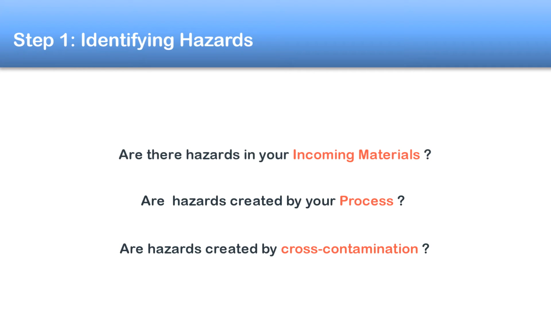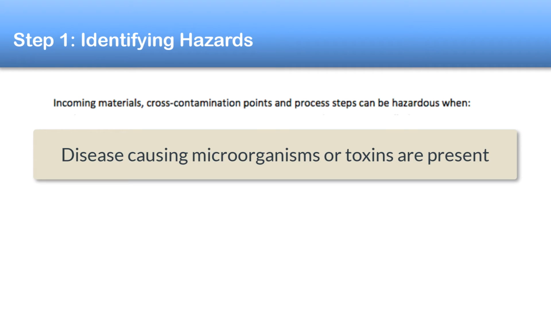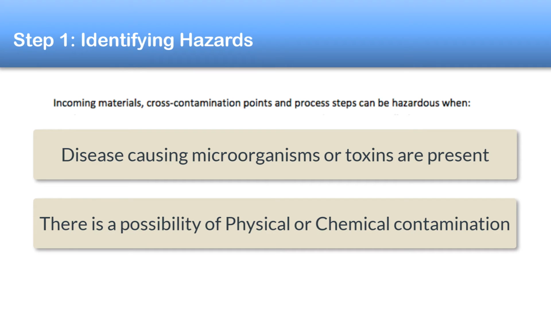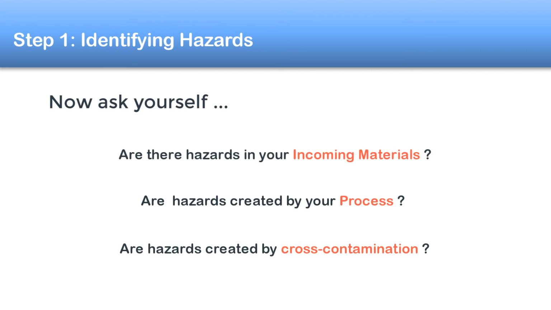Incoming materials, process steps, and cross-contamination points can create hazards when disease-causing microorganisms or toxins are present in the finished product due to contaminated raw materials or uncontrolled process steps or cross-contamination, or when there's a possibility of physical or chemical contamination. For each step in your process flow, consider what can go wrong with the incoming materials, process steps, and cross-contamination points. Then think about what effects these hazards would have on your customers if they weren't controlled. Then think about what the effect would be on your business. These are the potential hazards in the production of your product.